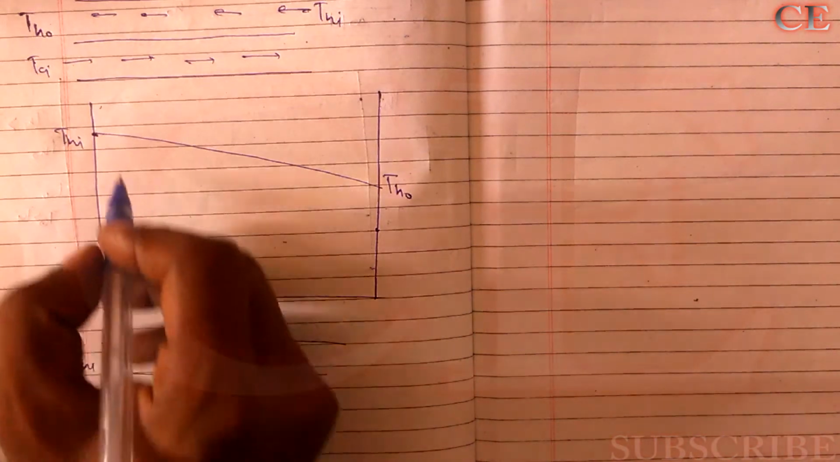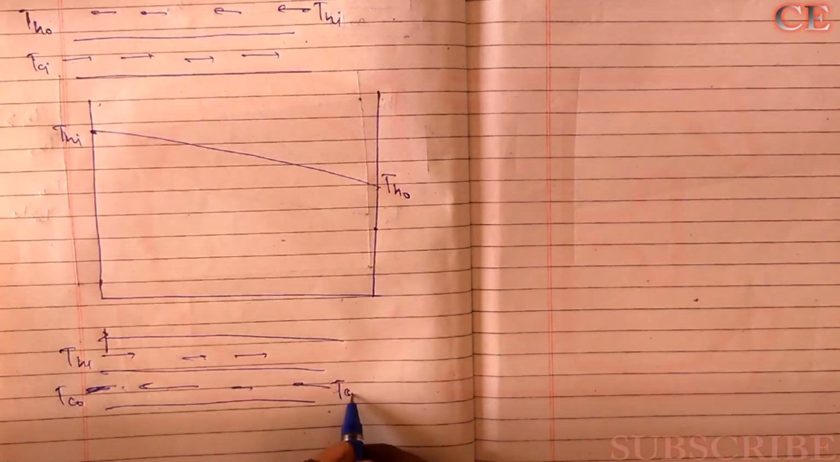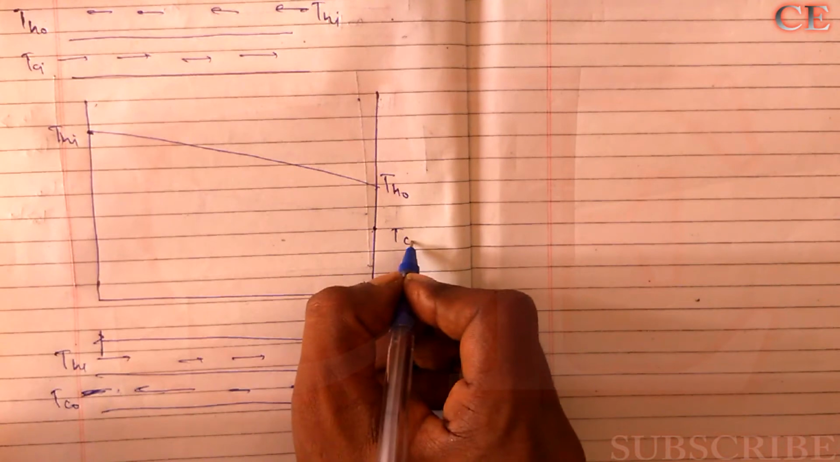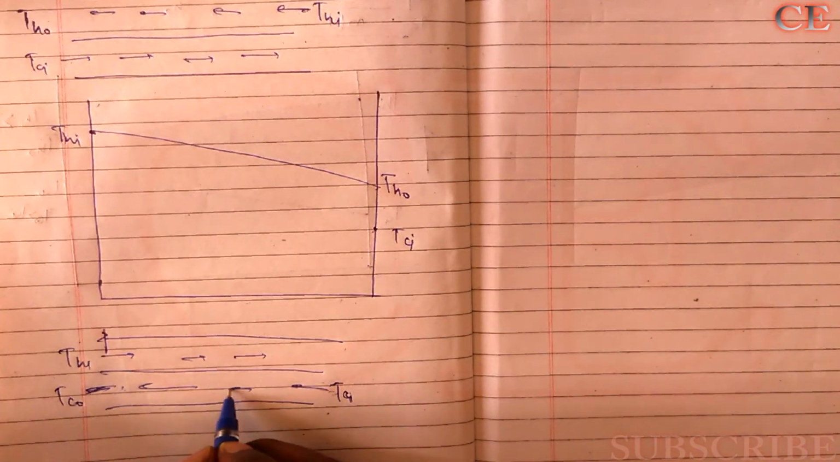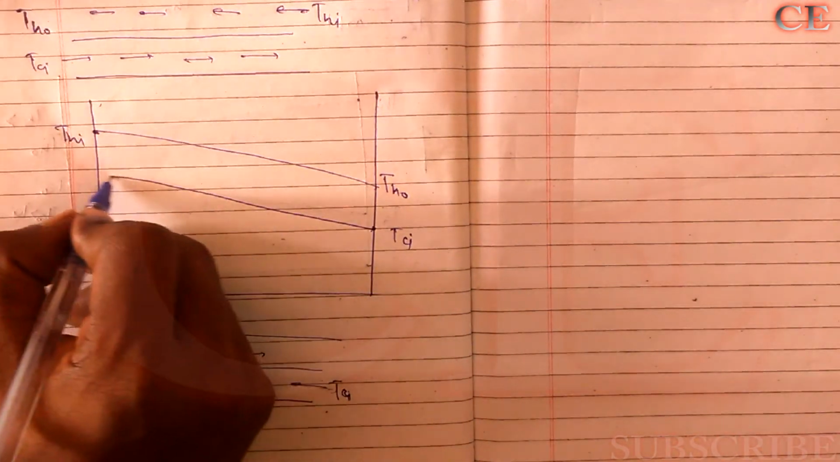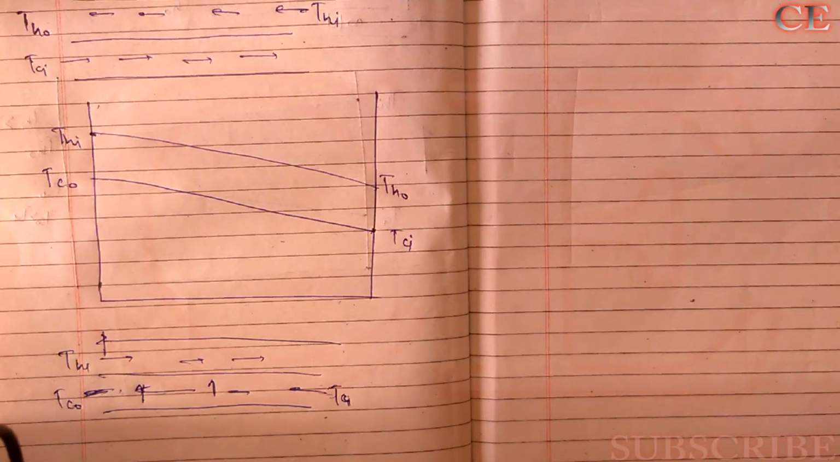Okay, so what will happen? THI would be at the higher temperature, THO is the lower temperature. Again here TCI is going inside from the right side, so the graph will start from this side. So TCI, now when it moves forward, its temperature rises. When the temperature rises, the graph will be something like this. So this is TCO, and this is the working of the counterflow heat exchanger.